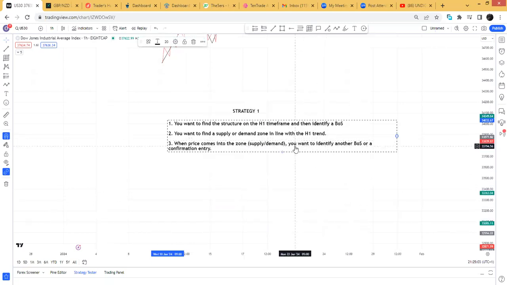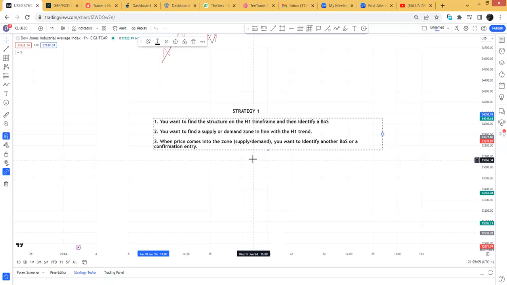Basically, whatever happens on the H1 time frame, you expect it to happen on lower time frames as well. Because the lower time frame is going to move in the direction of the higher time frame in order to achieve the higher time frame objective. Remember, I've said that earlier and I'm repeating it again. So that is the third thing you want to do.